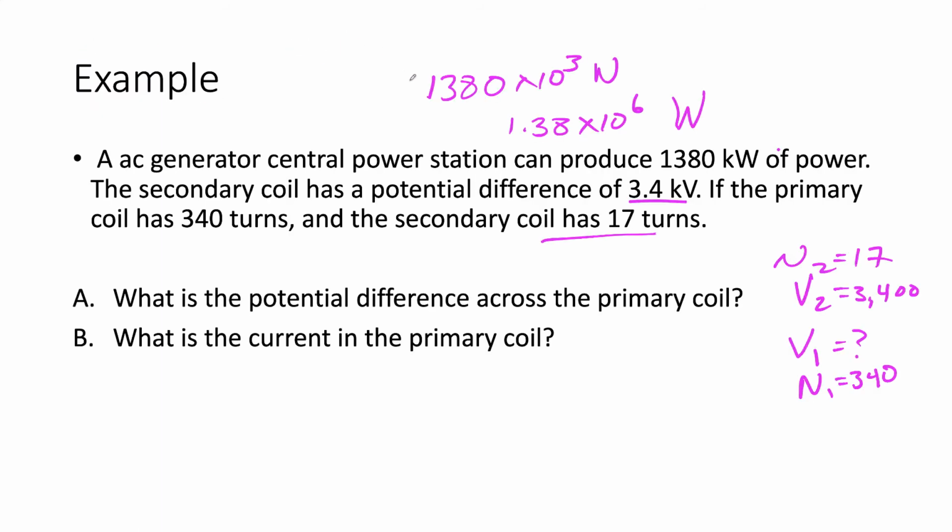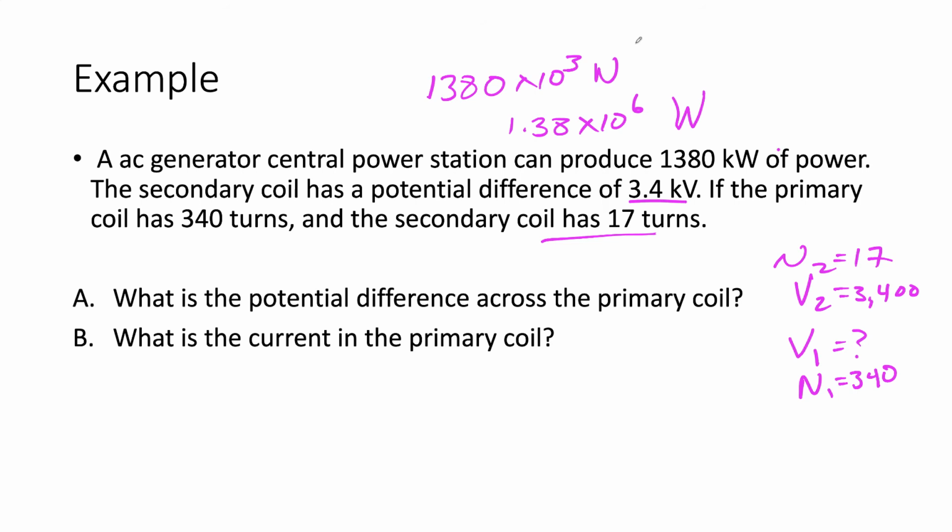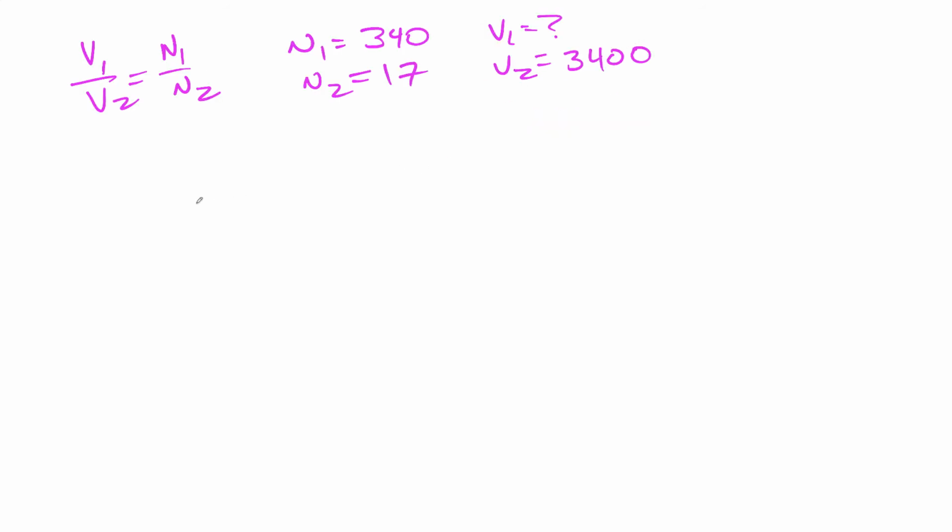So let's go ahead to the next slide and let's get all this down properly. The equation: V1 over V2 is equal to N1 over N2. N1 is equal to 340. N2 is 17. V1 we don't know, and V2 is 3,400 volts, or 3.4 times 10 to the 3rd volts. So there we go. Let's plug this in. We're looking for V1. So move V2 over, multiply both sides. So N1 times V2 over N2 is equal to V1.